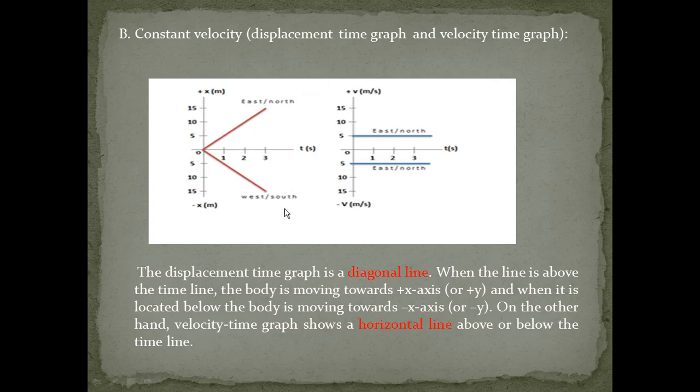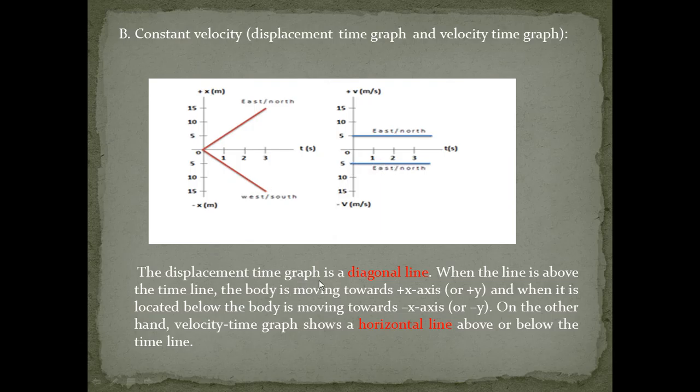of the velocity. Now, for the velocity versus time graph, instead of a diagonal line, we have horizontal lines, but it's either above the timeline or below the timeline. Above the timeline represents the positive sense of the direction of the velocity, below the timeline if the velocity has negative sense of direction. Okay, so take note, this is east and north, this is supposed to be south and west.